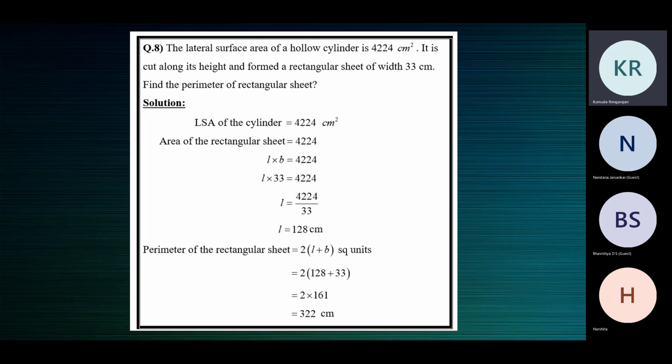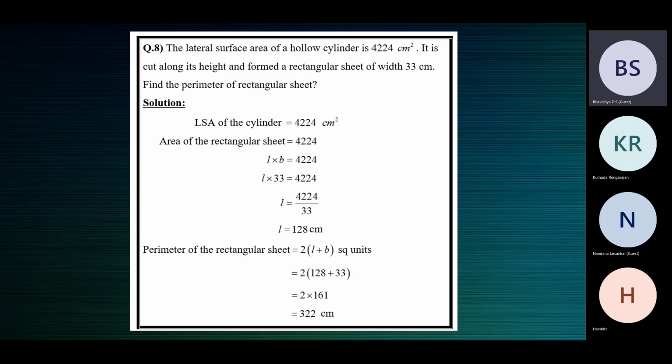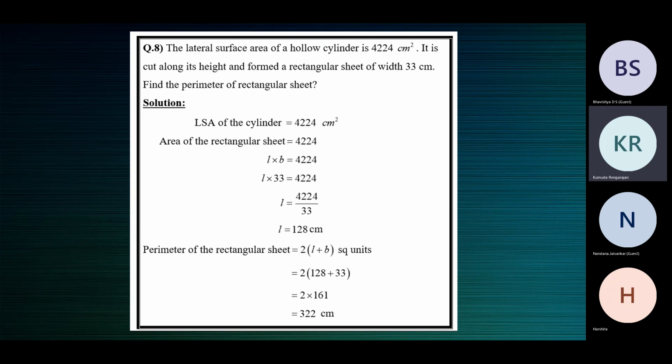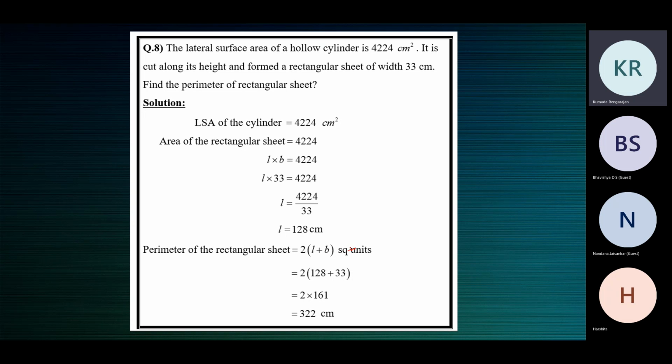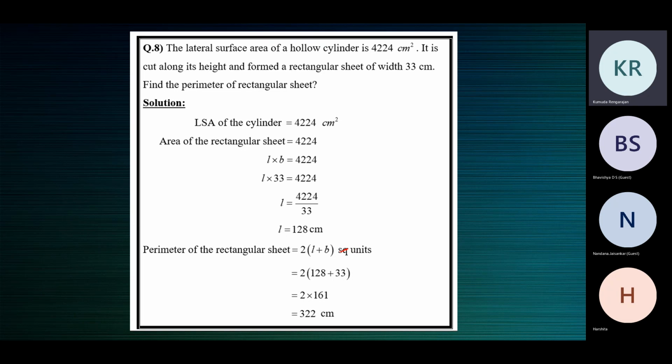Yes, Bhavishya. Ma'am, in perimeter, 2L plus B square units, no, ma'am. Oh, not square units. Sorry. It's just units. Perimeter is just units. Yeah, you're right.